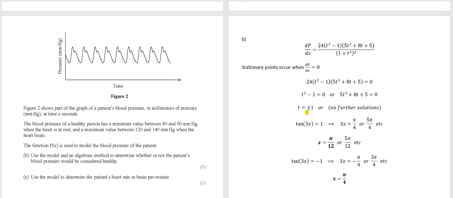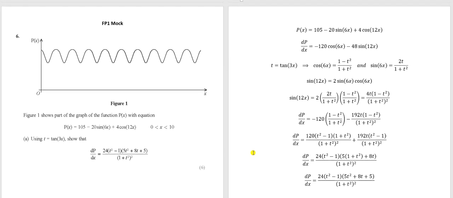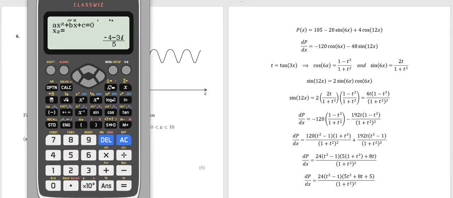Now, what we're actually looking for is whether or not the patient's heartbeat matches what we're talking about, whether at the lowest point is between 80 and 90 and at the highest point between 120 and 140. So we're going to go back up to here and remember that we've got a model P of x. We can make use of this 105 minus 20 sine 6x plus 4 cos 12x to find out which of the points we're talking about relates to the maximum and which to the minimum.